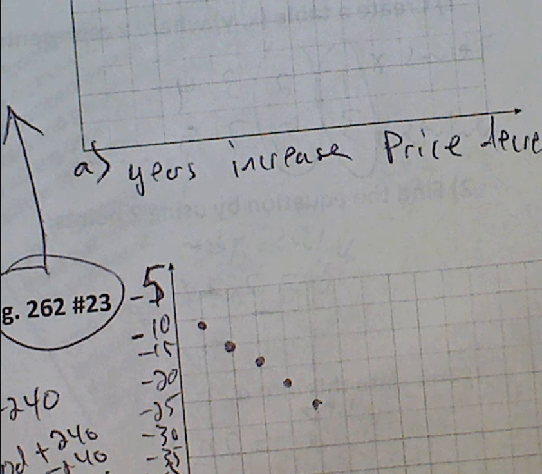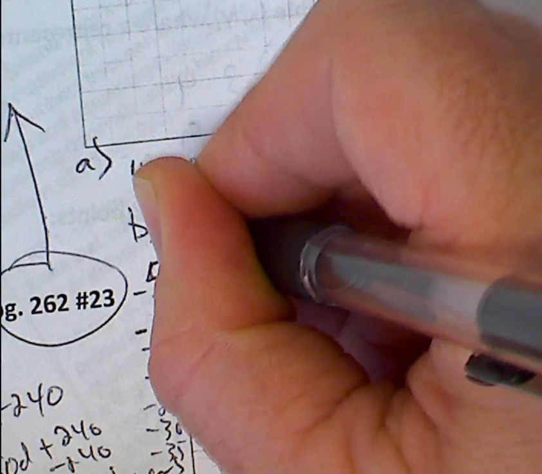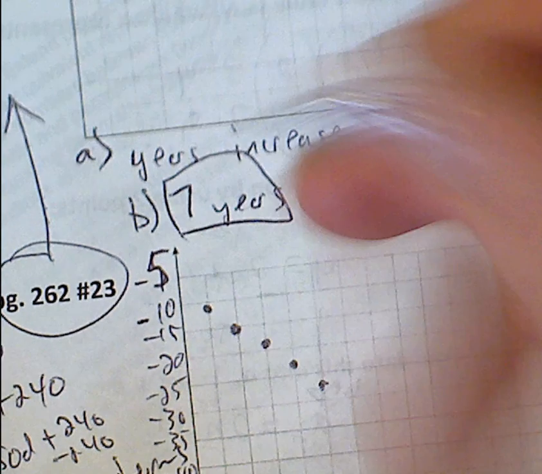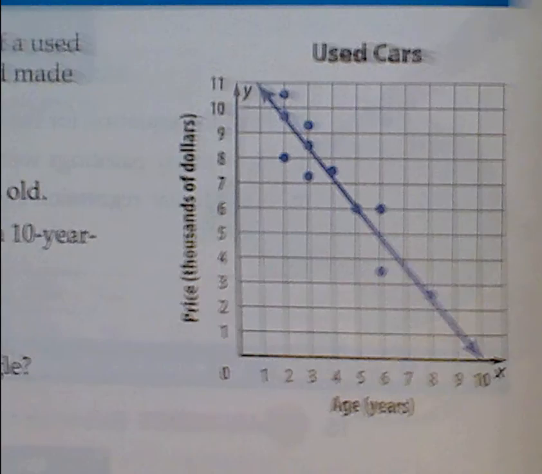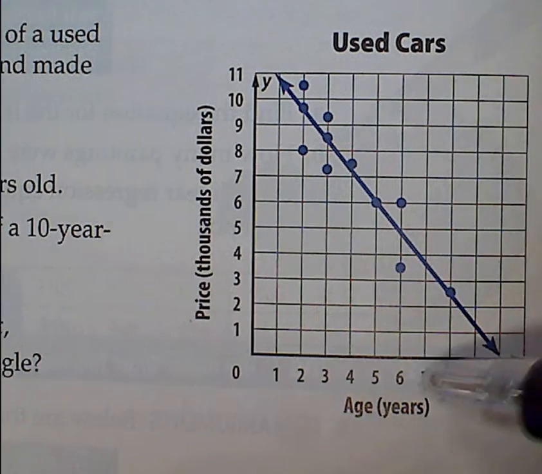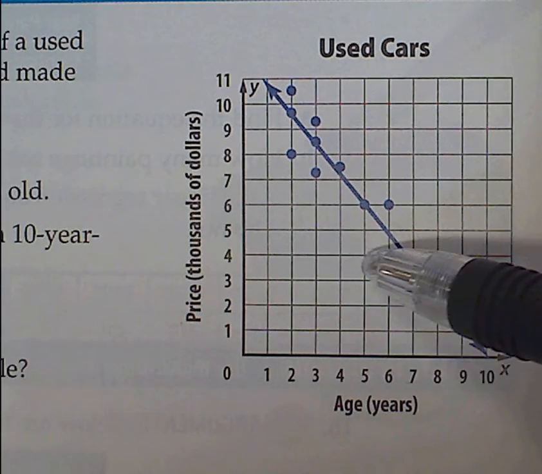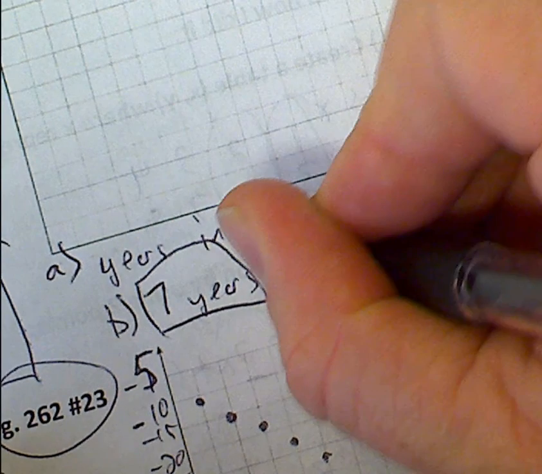Letter B says, use a line of fit to predict the price of a car that is 7 years old. So here we go. Letter B, I need to predict at 7 years. Now, I've taught you to come up with an equation. I don't have to come up with an equation if they already give me 7 years on the graph. If I look at 7, and I go up to my line, that's going to be about $3,000, maybe $800. So I don't need to come up with the equation if they show it to me on the graph. $3,800.